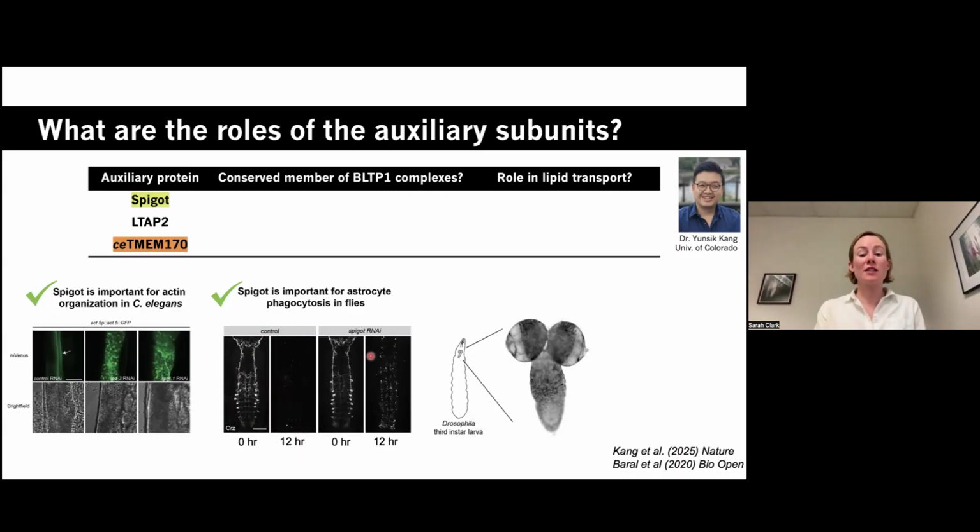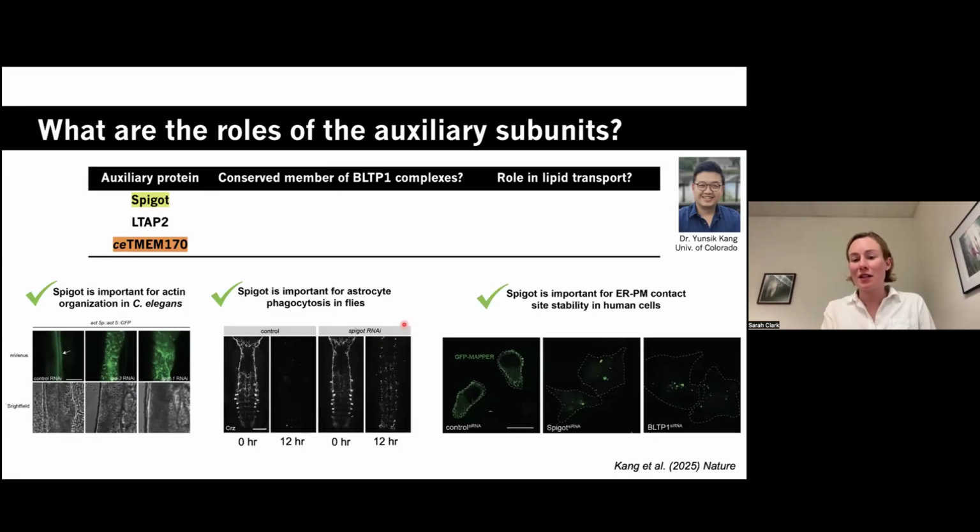But when you knock down BLTP1 or you knock down spigot, there's a lot of debris remaining, indicating that phagocytosis is not happening properly, which is a very lipid transfer dependent process.